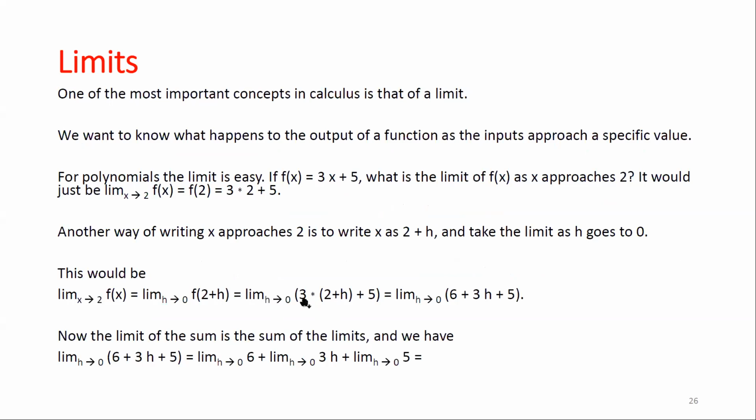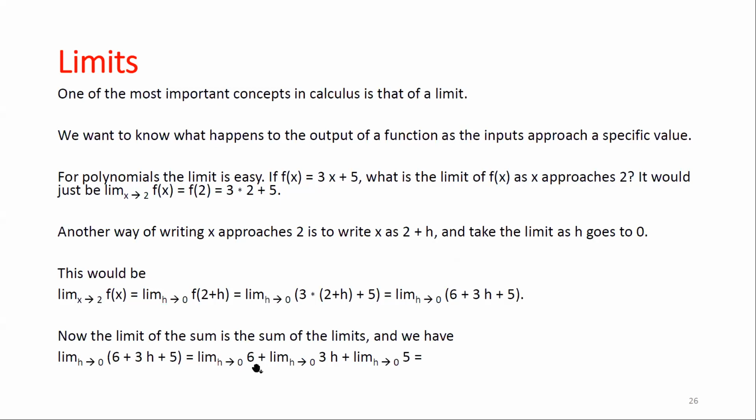So we distribute the 3. 3 times 2 is 6. 3 times h is 3h, plus 5. Now we want to calculate the limit as h goes to 0 of 6 plus 3h plus 5. I claim the limit of a sum is the sum of the limits. As h goes to 0, what does the 6 go to?